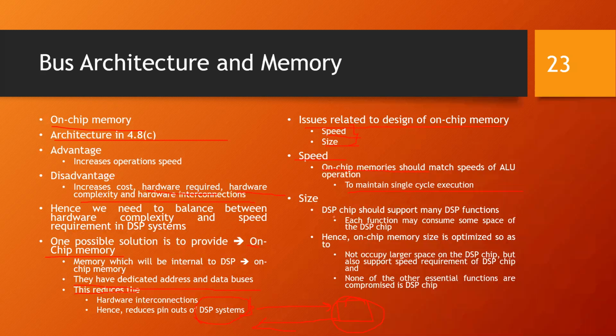And size: I cannot keep on-chip memory too large or too small. Depending on the optimized parameter, we decide what the size of the on-chip memory should be. If it is too large, then the DSP system itself will consume more space. So I have to look into all these things. If more on-chip memory size is provided, cost again increases. So it is all interlinked, and we should have a compromise between all these things.